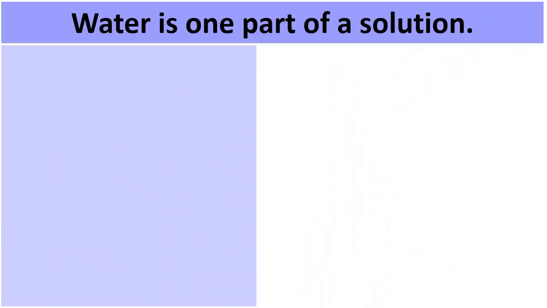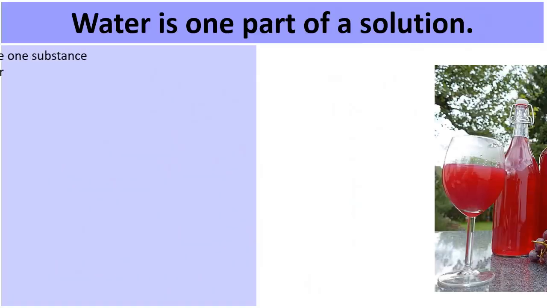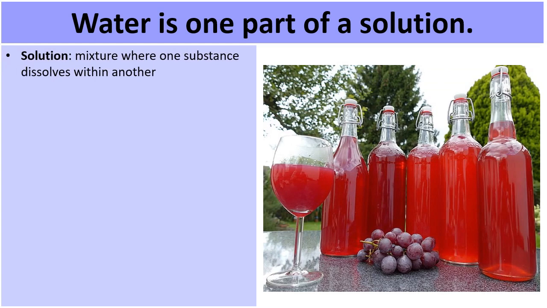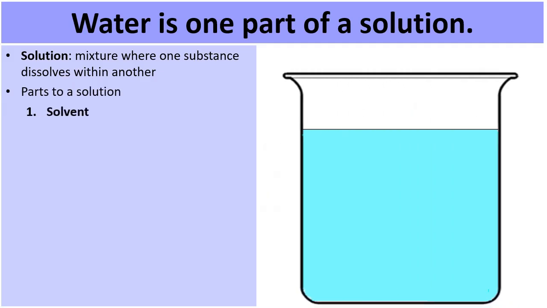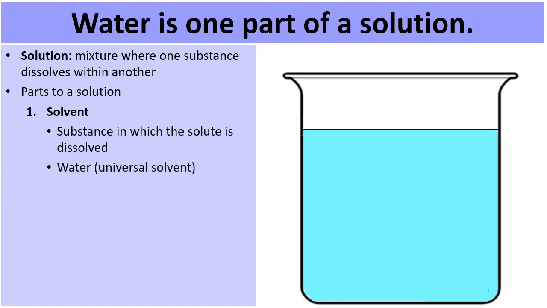So changing topics, I want to mention that water is one part of a solution. You might know a solution is simply a mixture where one substance can dissolve within another. Now solutions tend to have two parts to them. One part being a solvent, and this is going to be the watery part. So the solvent is the part of a solution that actually causes things to dissolve, and the things that dissolve are called solutes. We'll talk about them in a moment. And water is typically the universal solvent. And the other part of a solution are the solutes that I just mentioned a moment ago.